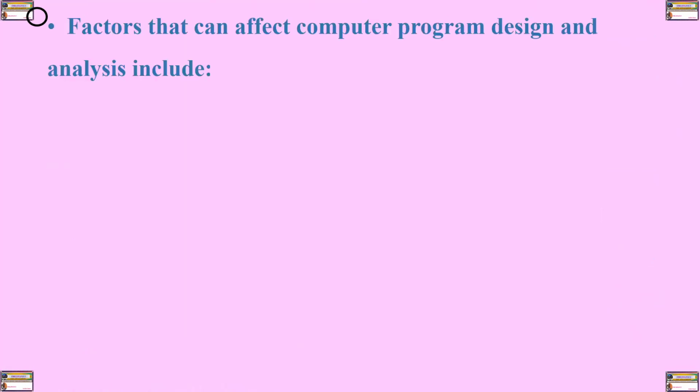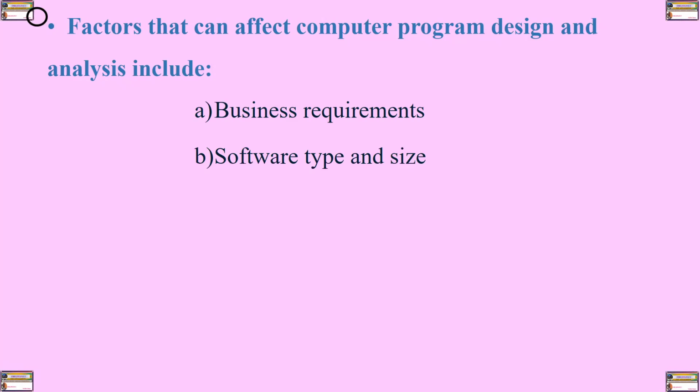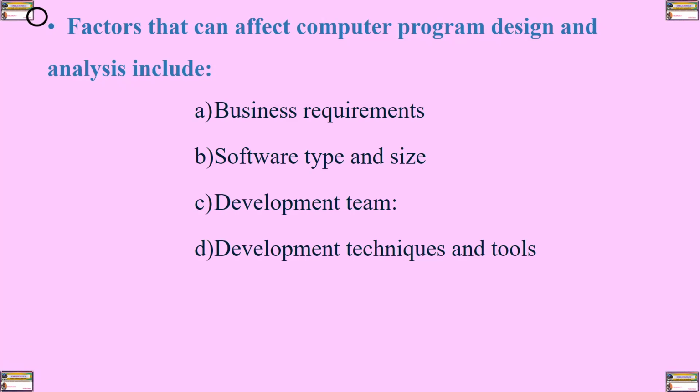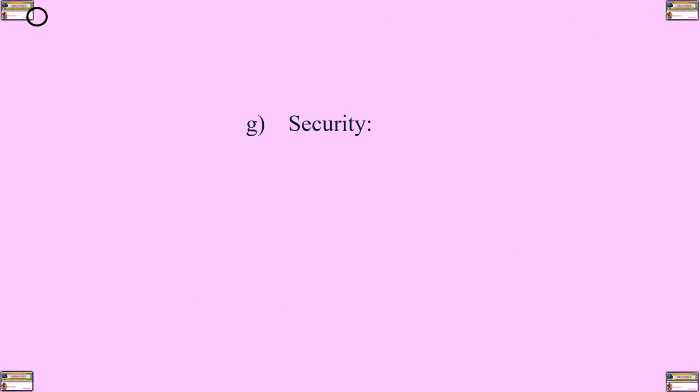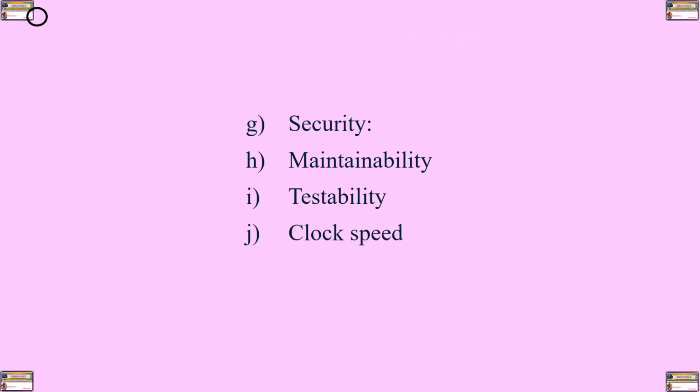So what are the factors that we need to consider, or what are the factors that can affect computer program design and analysis? They include business requirements, software type and size, the development team, the development techniques and tools, development risks, scalability, security, maintainability. We also have testability, as well as the clock speed.